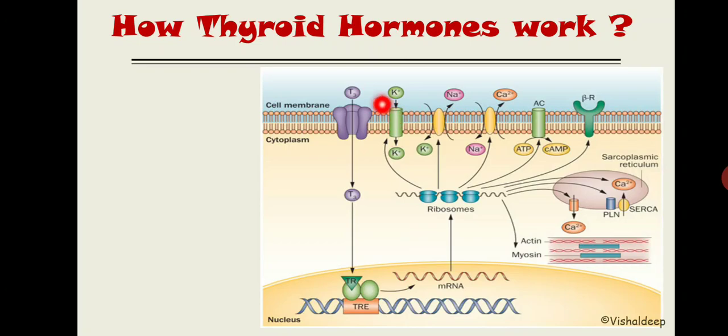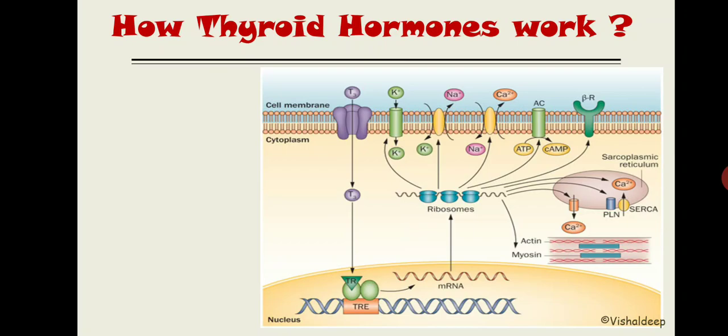Say in this diagram, this T3 stands for thyroid hormone T3, triiodothyronine. This T3 will enter inside the cell and this T3 is going to bind with the TR. This TR is a thyroid receptor that is present inside the nucleus over the DNA, right? Once this T3 binds with this TR, it will activate this TRE. Now what is this TRE? TRE is thyroid responsive elements, those elements of the DNA.